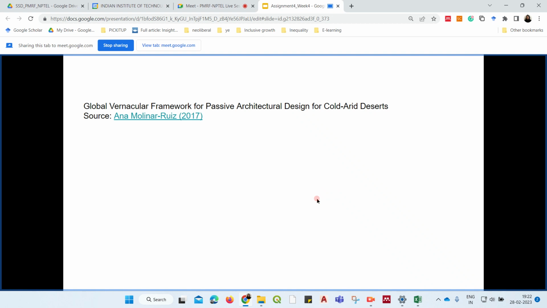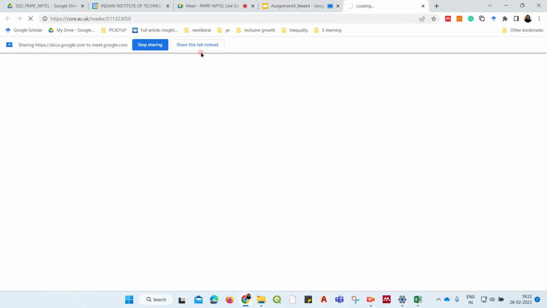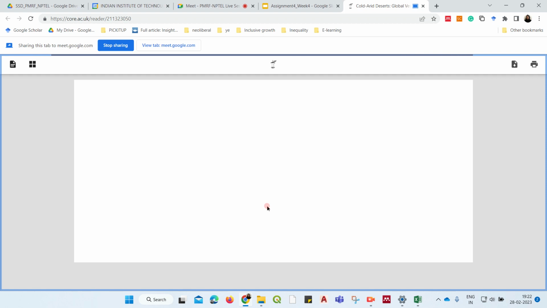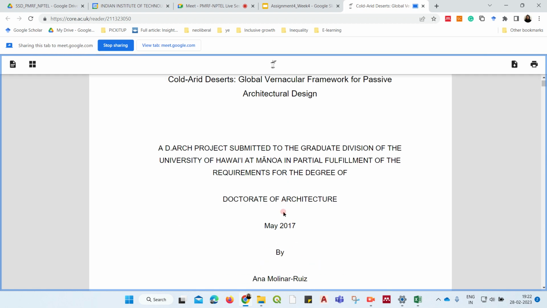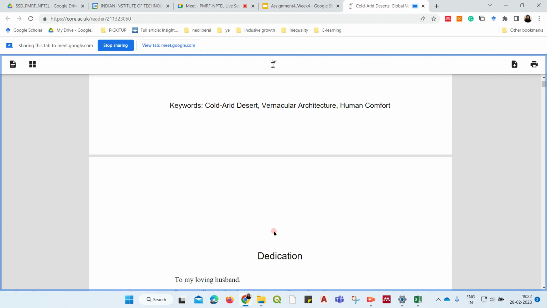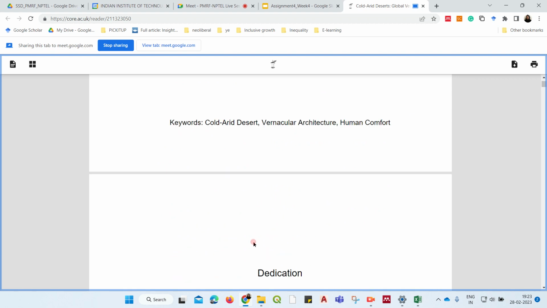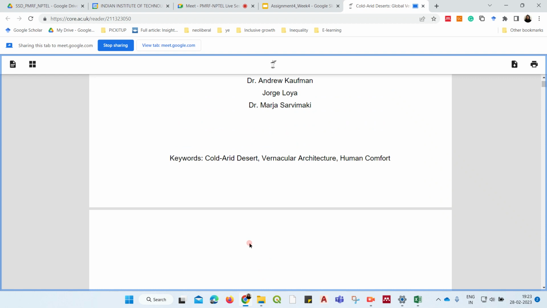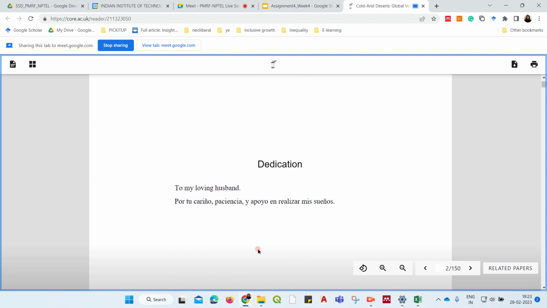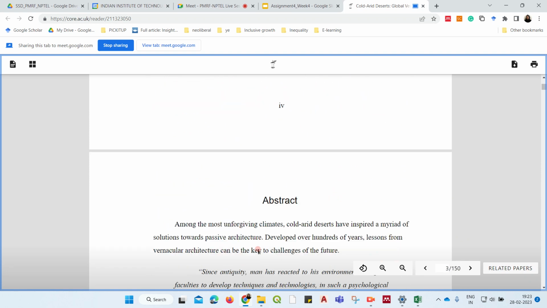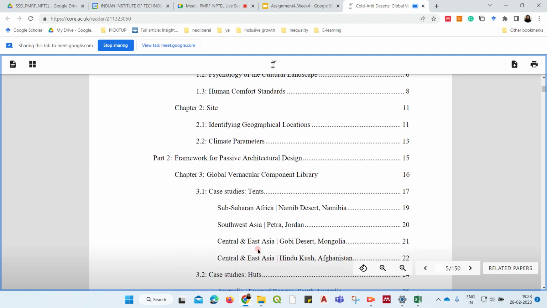So I found a study, which is actually a dissertation studying the global vernacular framework for passive architectural design in cold arid desert. I've shared the link to that study for you to go through it. It's a very good study. It gives you a global perspective on how the vernacular architecture of cold arid deserts is there around the globe. It takes into account numerous case studies from all over the globe.